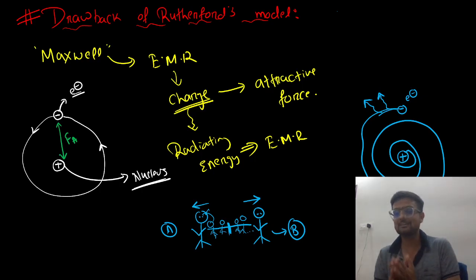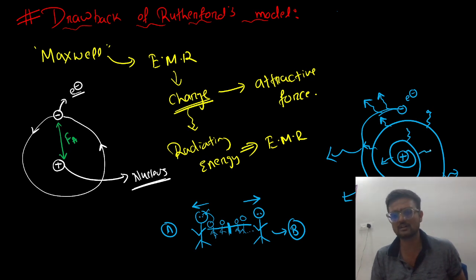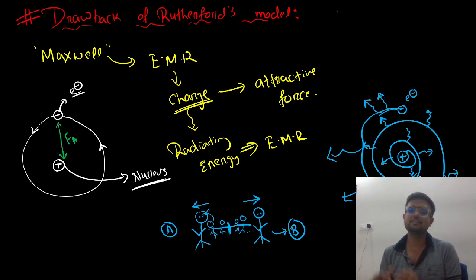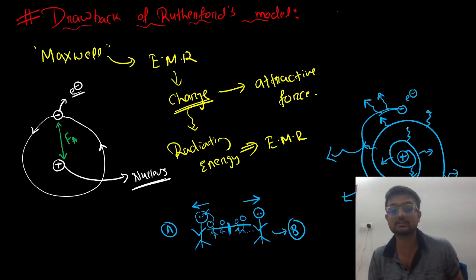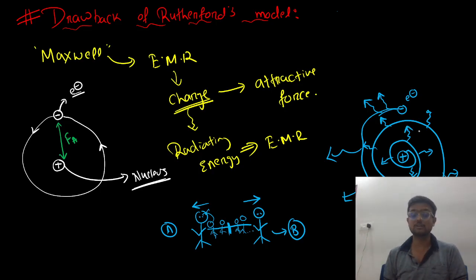The same thing will happen in this case. At every point the electron will radiate energy, because this is a moving particle. Whenever a moving charged particle is under the influence of any attractive force, it will radiate energy. This is what was given by Maxwell.